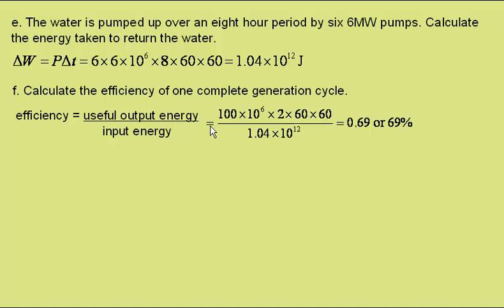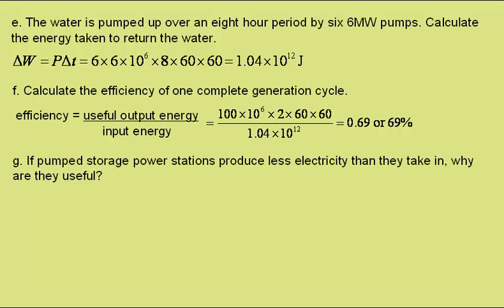The useful output energy, well, it's 100 megawatts, for 2 hours, which is 2 times 60 into minutes times 60 into seconds, divided by the input energy we found up here as 1.04 times 10 to the 12 joules. So this is the energy we get out of the generators, this is the energy we put in to the pumps, giving an efficiency overall of 0.69 or 69%.